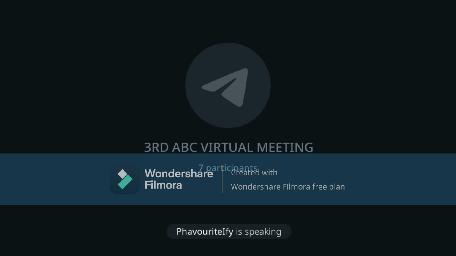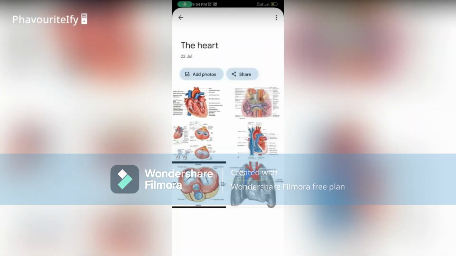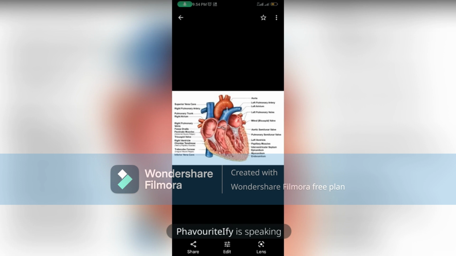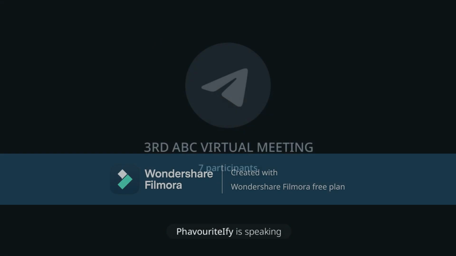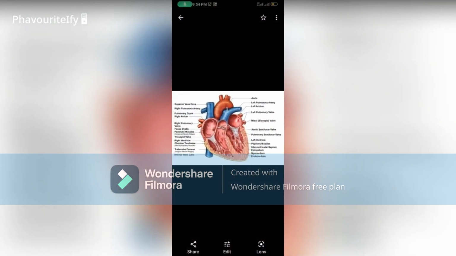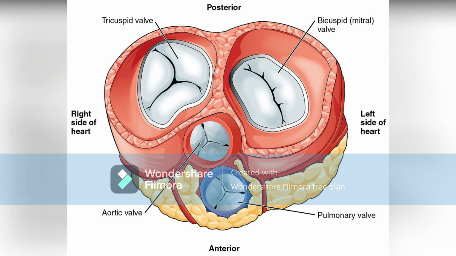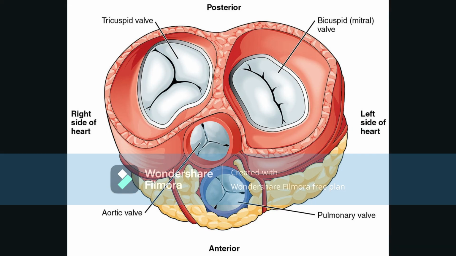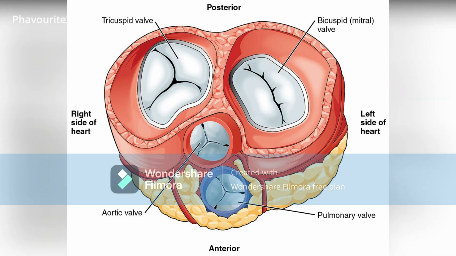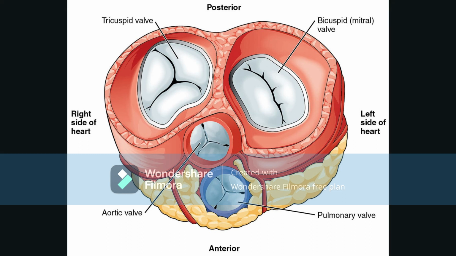Okay, so another valve we have to talk about is the semilunar valve. The semilunar valves close at the beginning of ventricular relaxation, that is diastole, producing the second heart sound, which I said earlier. The atrioventricular valve produces the first heart sound, while the semilunar valve produces the second heart sound. So there are 2 semilunar valves, the pulmonary valve and the aortic valve.